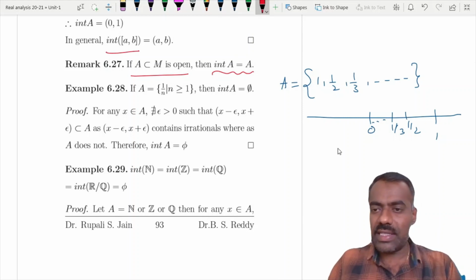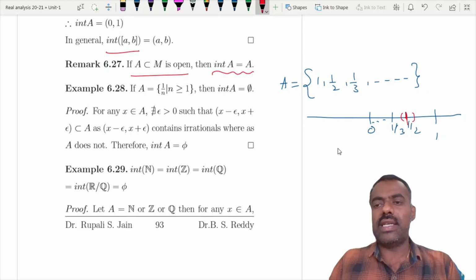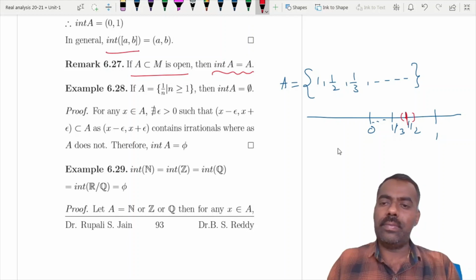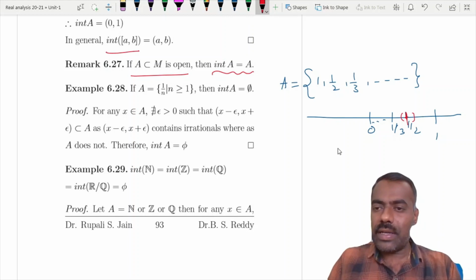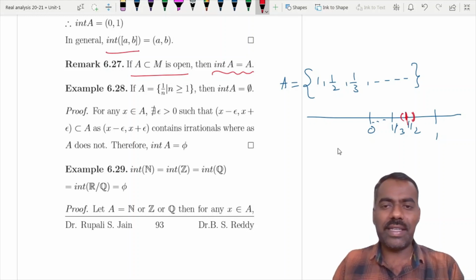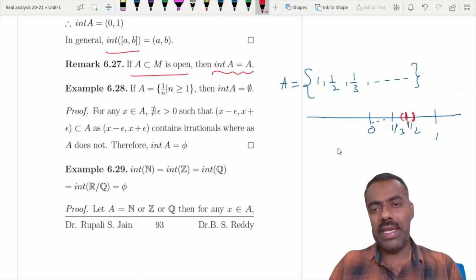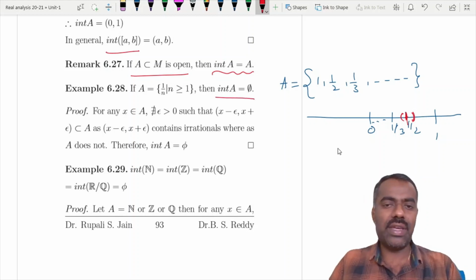Suppose I take this half, for example. Then the question is, can we find an interval around it which is completely contained in A? However you choose it, this is an interval which cannot be completely contained in this type of set, right? So we can at least sense that no point here is an interior point, so the interior of A is empty. Why?